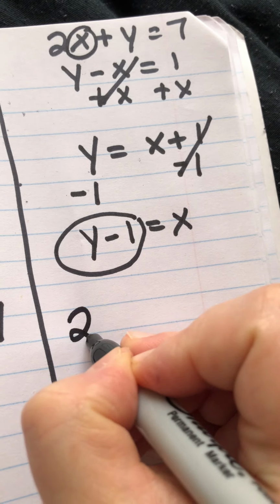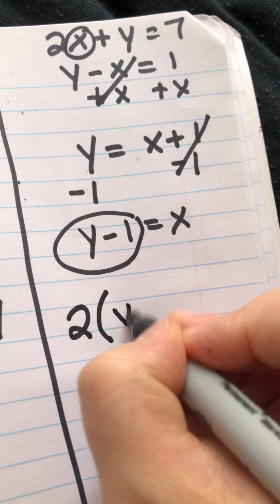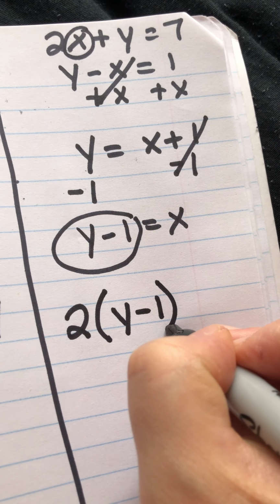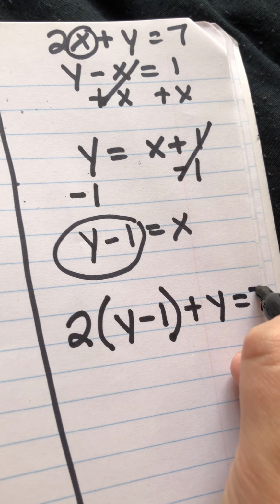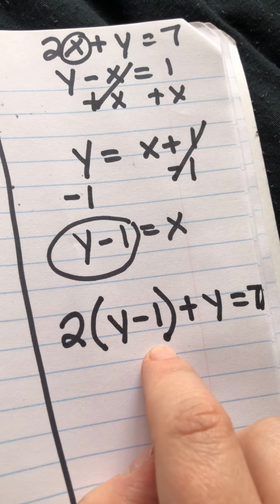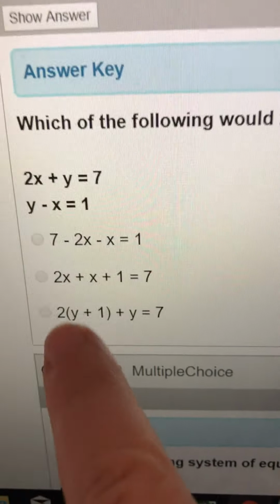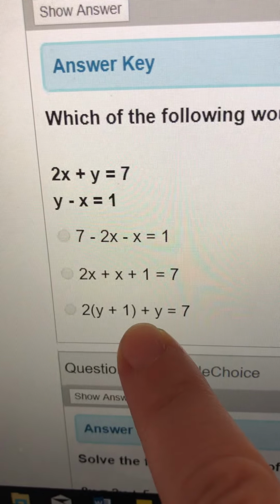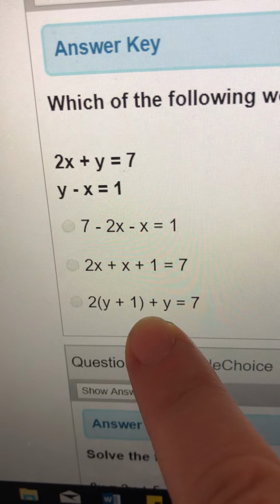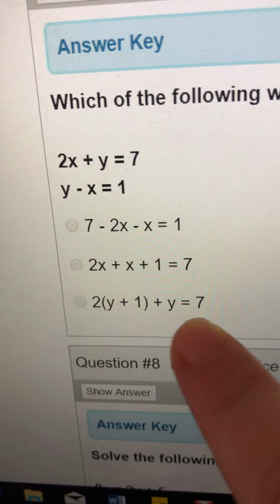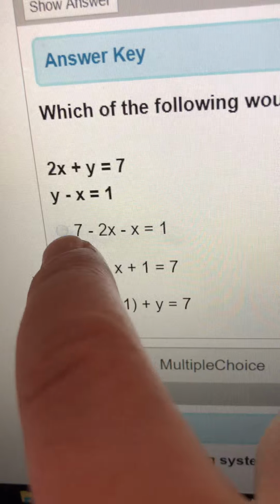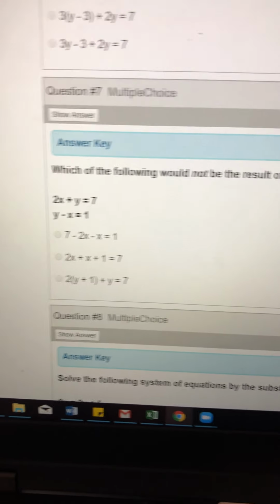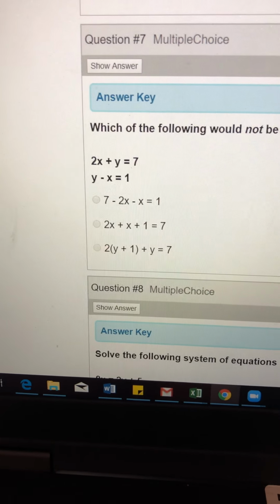So I'm going to have 2, and then I'm going to take out that x. I'm going to put my y minus 1. And then I'm still going to keep my plus y is equal to 7. So we have 2 parentheses y minus 1 plus y equals 7. And you can see that that's an option here. 2 parentheses y plus 1 is equal to y equals 7. So we're going to go ahead and choose this one as the one that is not the result of a substitution.